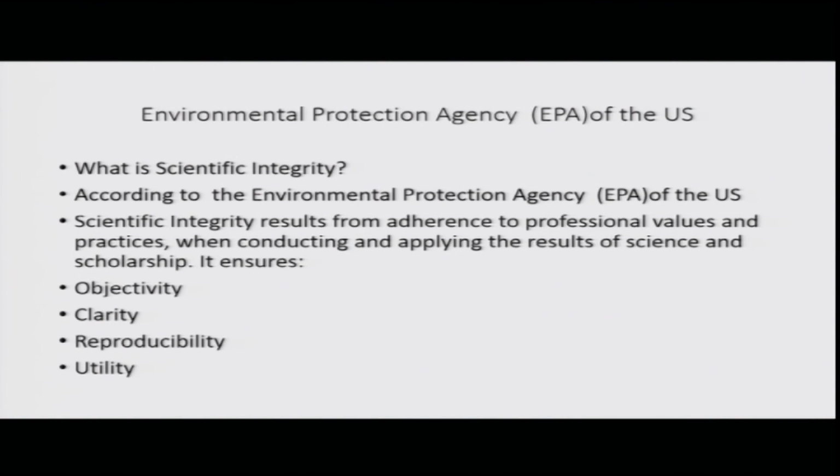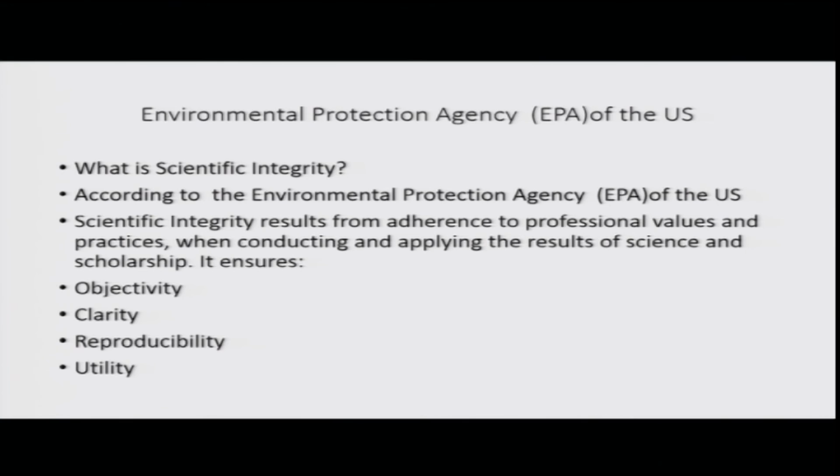All modern countries, especially all scientific institutions, have a notion of what is scientific integrity. Scientific integrity means, according to the Environmental Protection Agency of the US, that it results from adherence to professional values and practices when conducting and applying the results of science and scholarship. It ensures objectivity, clarity, reproducibility and utility. So, whenever a scientist makes a claim about certain phenomena, that claim should be objective, it must be clearly stated, and it also must be reproducible.